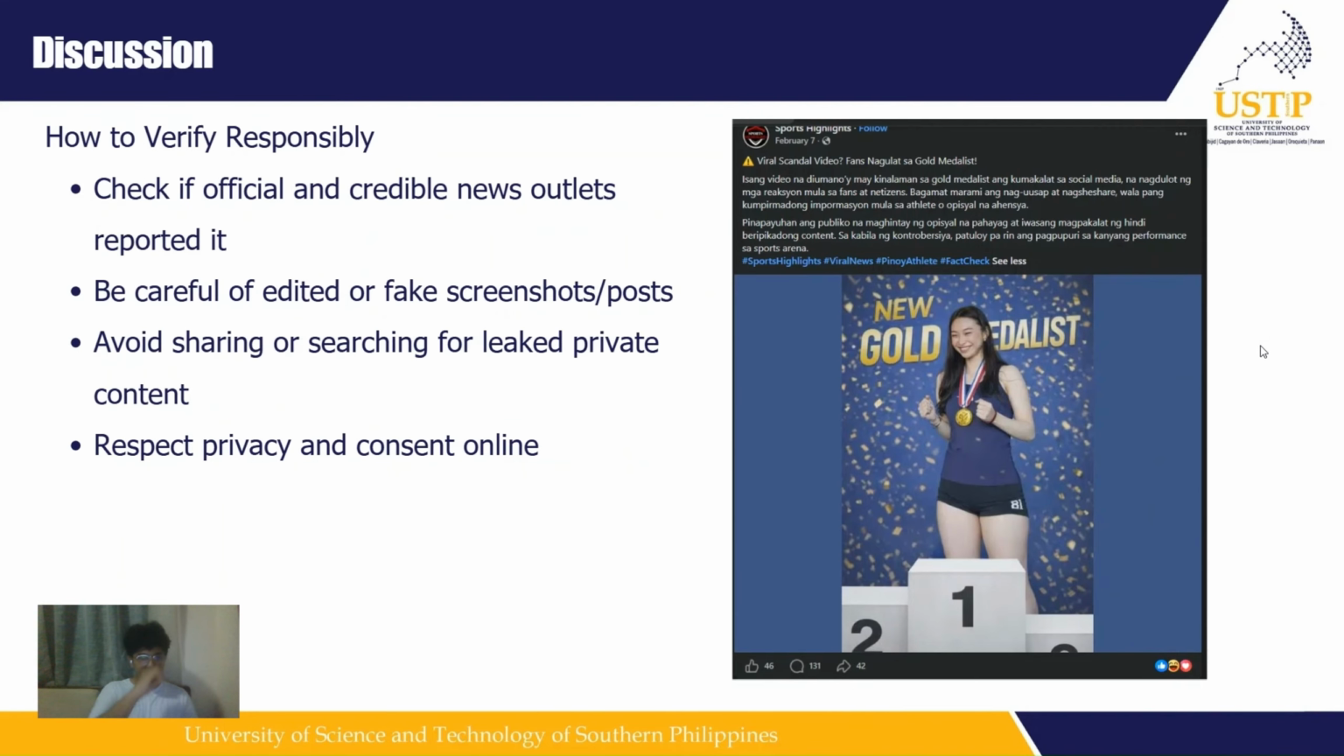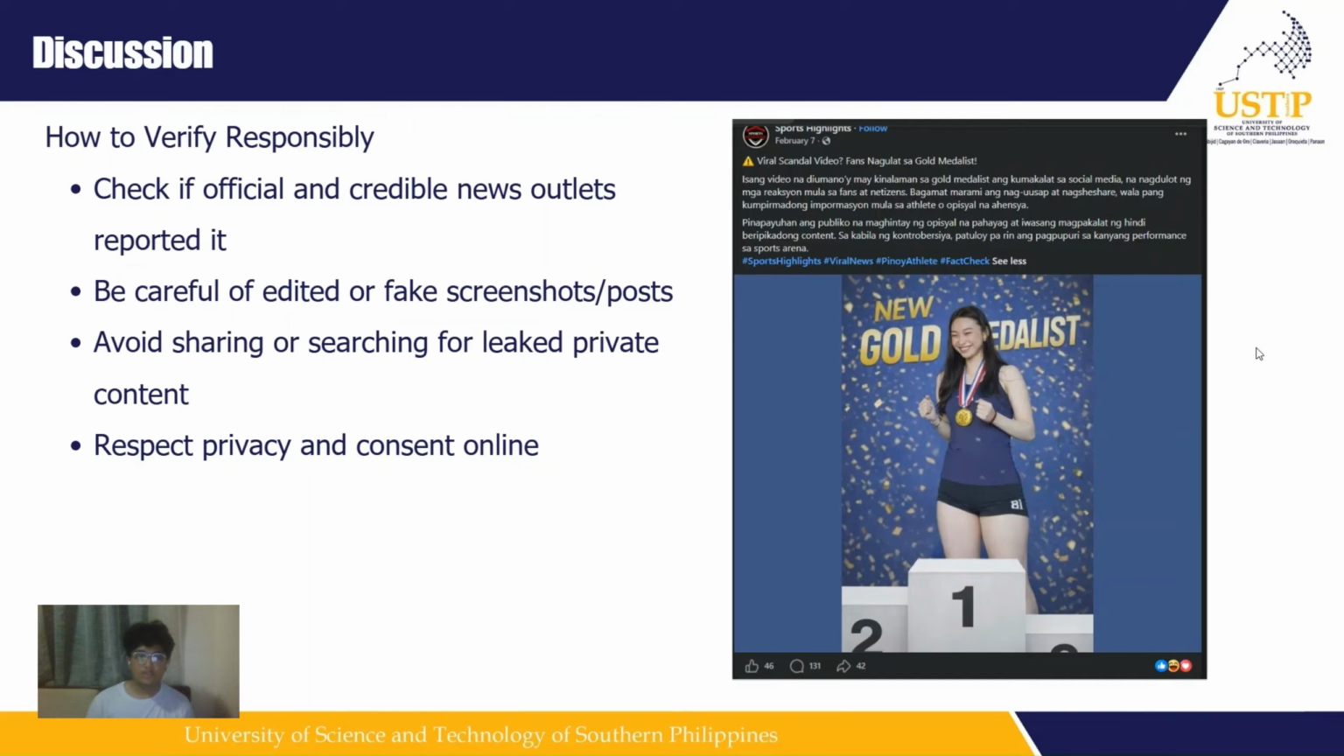So how do we verify it responsibly? First is by checking if it is official and if credible news outlets have reported it. Be careful of edited or fake screenshots or posts because maybe there are links where they take your information, use your information, and you may get scammed. It's like a phishing scam, something like that.